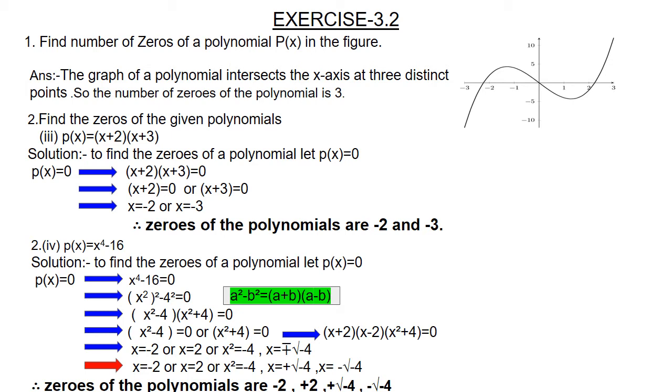Now x^2 is equal to -4. So x is equal to plus or minus root of -4. That can be x is equal to plus root of -4, x is equal to minus root of -4. Therefore, the zeros of the polynomial are -2, 2, plus root of -4, and minus root of -4.